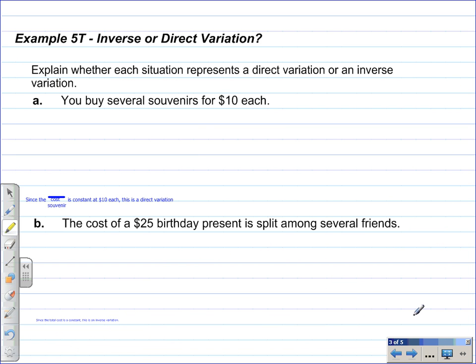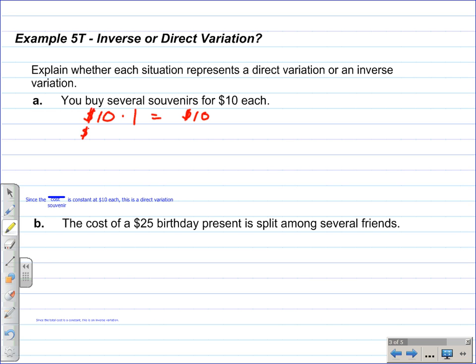Example 5T, inverse or direct variation. Explain whether each situation represents a direct variation or an inverse variation. Part A, you buy several souvenirs at $10 each. The way I like to illustrate this problem to my students is with a little pattern. If I take the $10 cost and I buy one souvenir, that's going to be equal to $10.